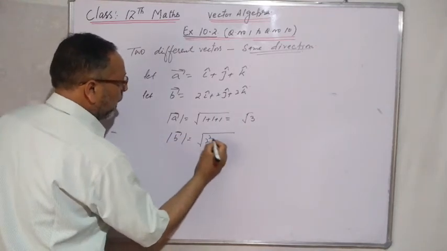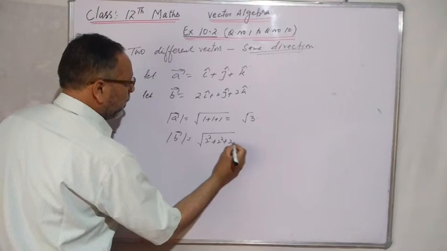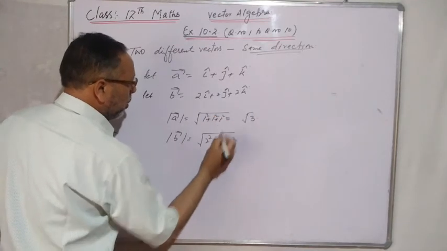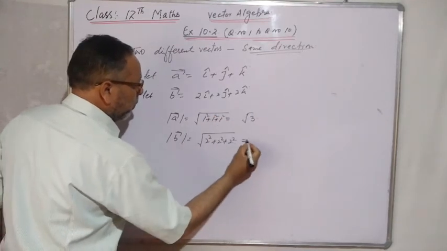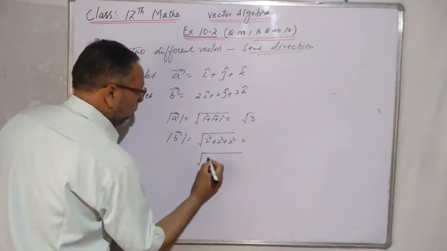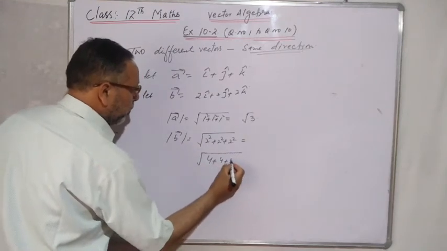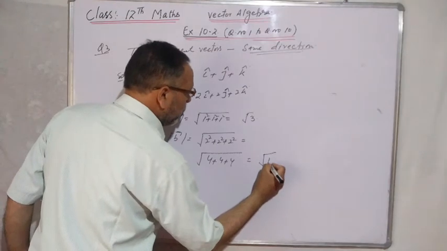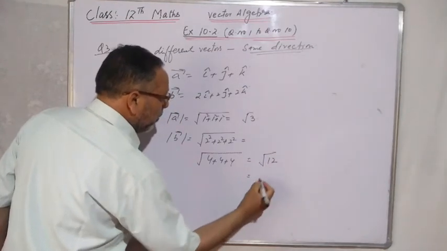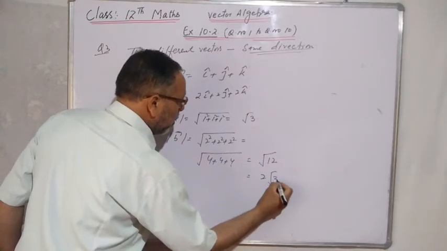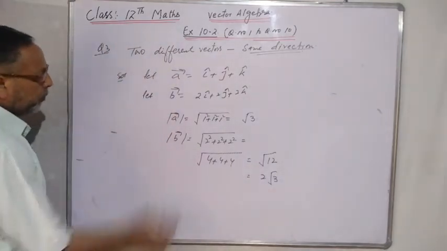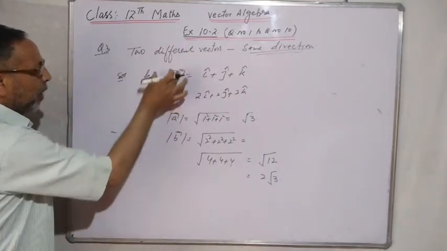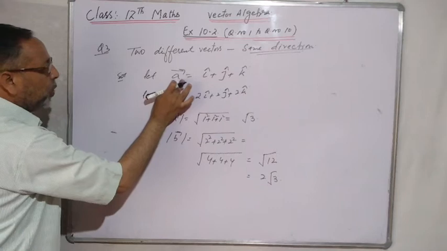It is 2 square plus 2 square plus 2 square. Root of 4 plus 4 plus 4. It is root 12. Root 12 means 2 root 3. 2 root 3. चलो अब हम निकालेंगे डायरेक्शन रेशियोज ऑफ वेक्टर A.